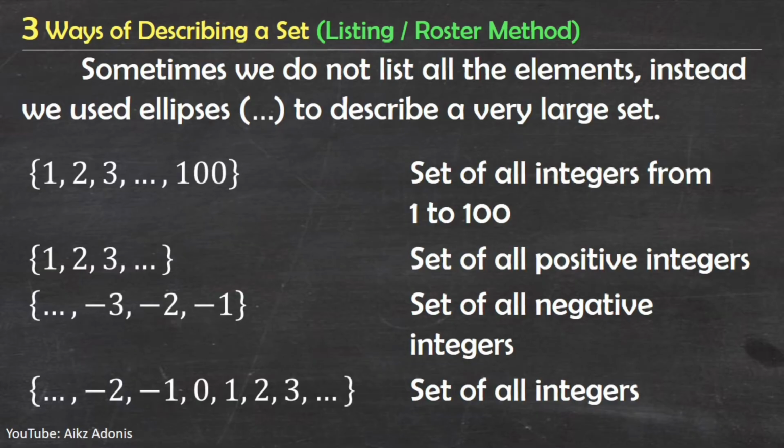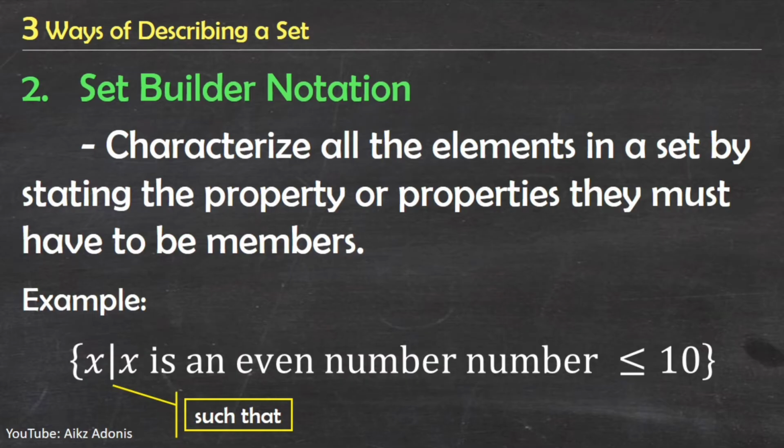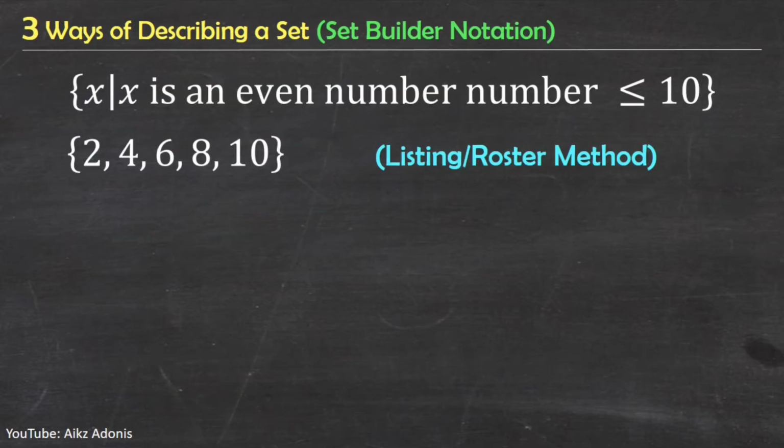Good. Now, let's move to the second way of describing a set, which is set builder notation. In this way, we characterize all the elements in a set by stating the property or properties they must have to be members. For example, all x such that x is an even number less than or equal to 10. This line is read "such that."